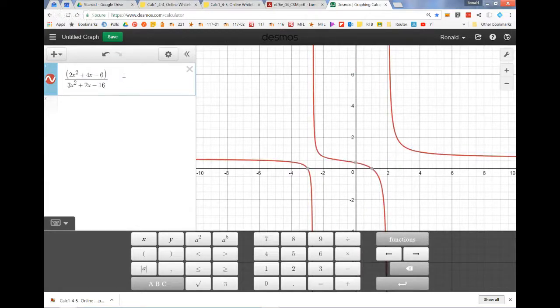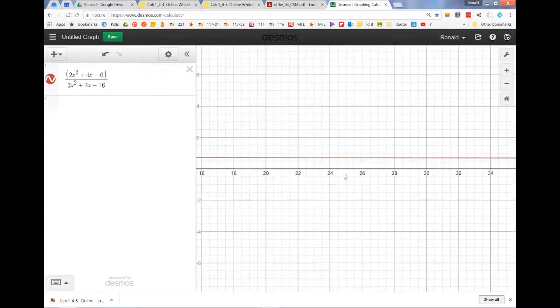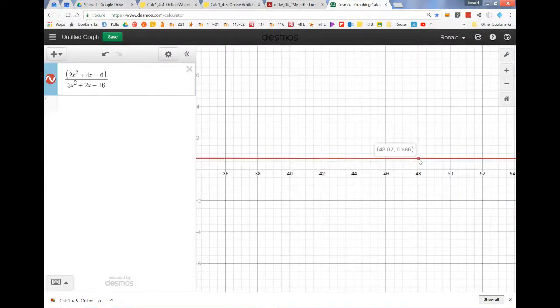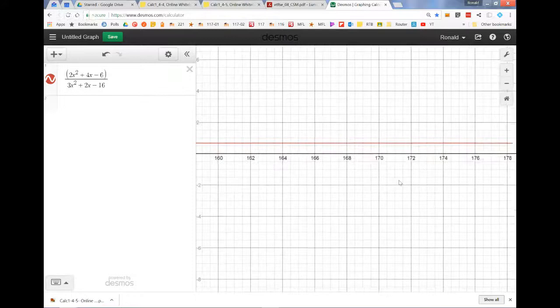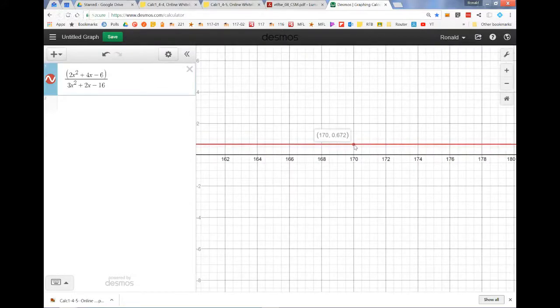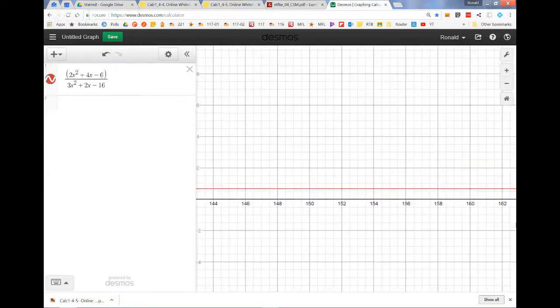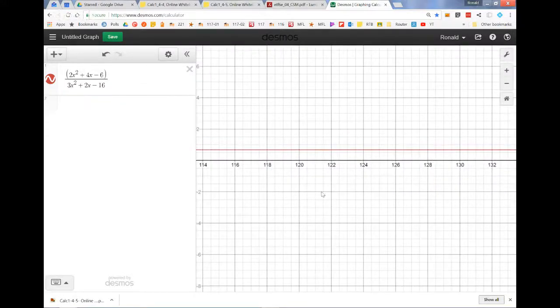So you can see we have a rather interesting configuration, but remember the whole idea was what's the limit of this as x approaches infinity. So as we go way out here on the right on this graph, where are we height-wise? And you'll notice, well, I'm not all the way out. I'm at 48, and we're at what? Well, 2/3 would be 0.666, and you can see we're approaching that. Let's go out further. Let's try out at 170. You can see now we're at 0.672. We're approaching that 0.66. We're approaching 2/3. And so this is rather interesting.